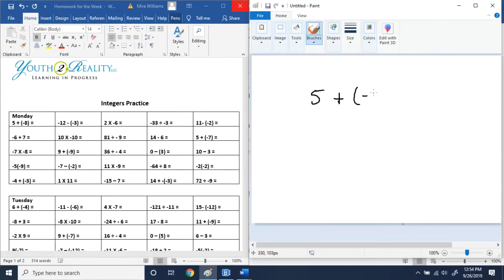5 plus a negative 7. We have two signs together, so I'm just going to eliminate this one because we're adding and subtracting. So it's really 5 minus 7. Take the sign of the biggest number, put that in my answer. The two signs are different, so we're going to do 7 minus 5. 7 minus 5 is negative 2.